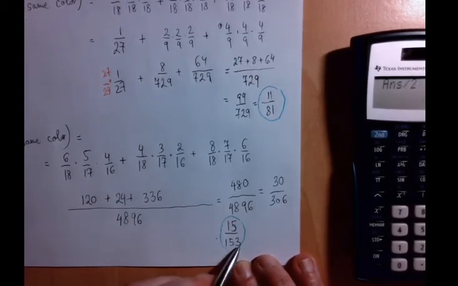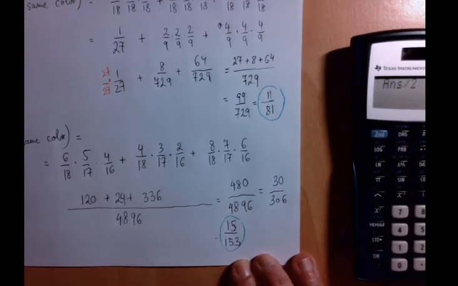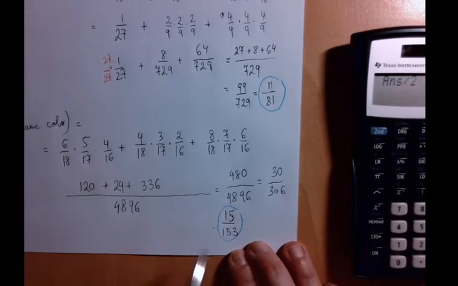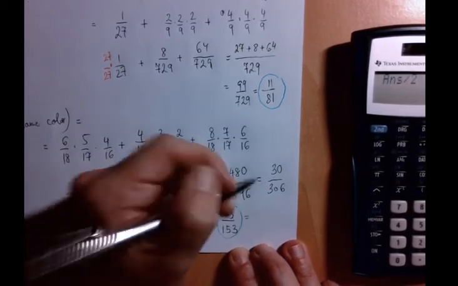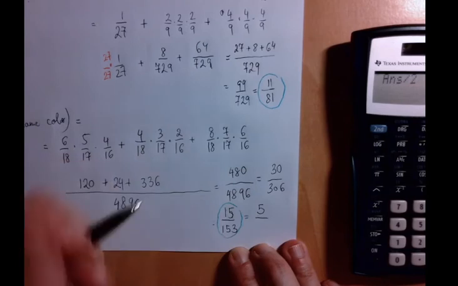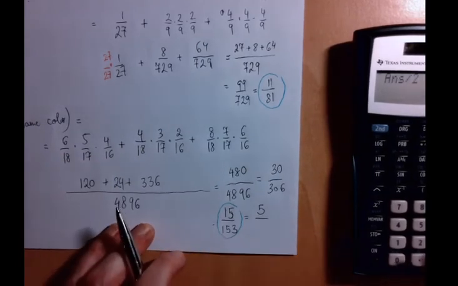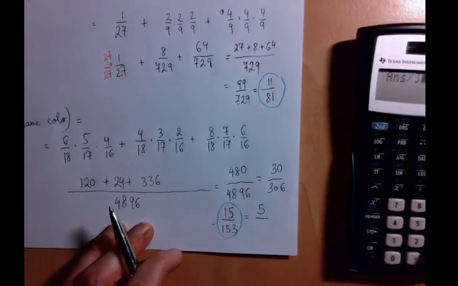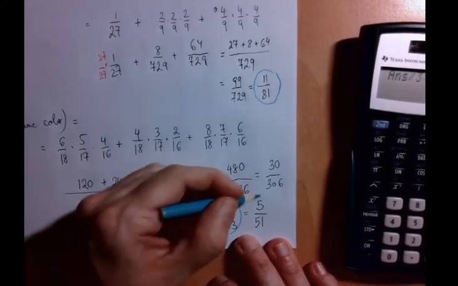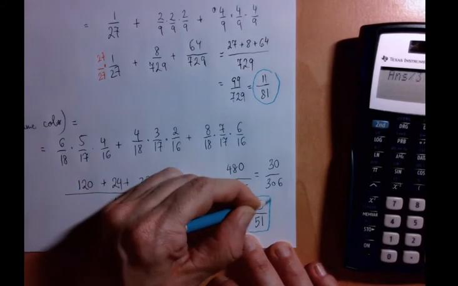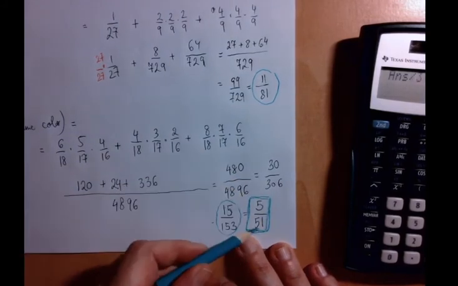If you add the digits of 153, you notice that they add up to 9, so that means that it's divisible by 3. So if we divide the top by 3, we get 5, and 153 divided by 3 is 51. And now this is for sure reduced because 5 is only divisible by 5 and 51 isn't. If this was 50, it would be just 1 over 10.